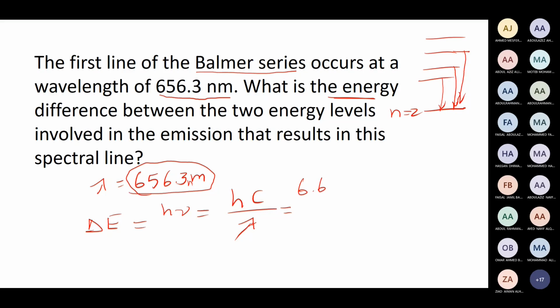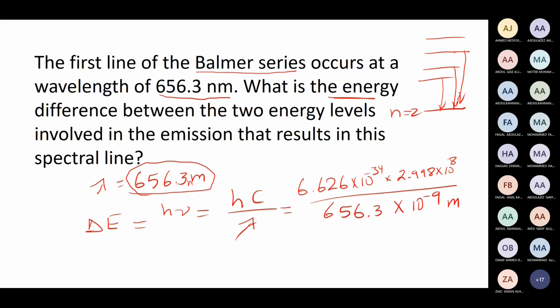H, you have it in the periodic table. It's 6.626 times 10 to the power minus 34. The speed of light is also given to you. It's about 3, but it's exactly 2.998 times 10 to the power 8 meter per second. And the lambda is 656.3 times 10 to the power minus 9 to make it meter. I multiply by simply 10 to the power minus 9.